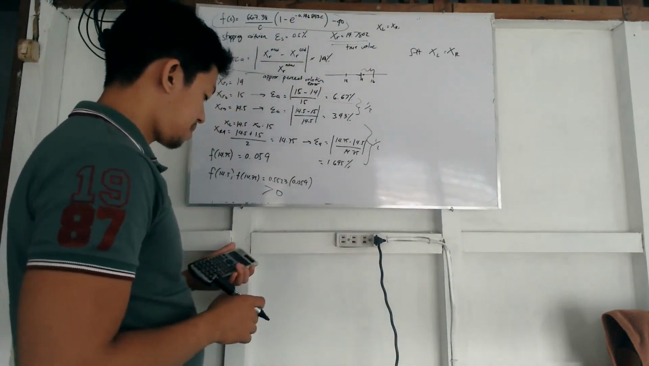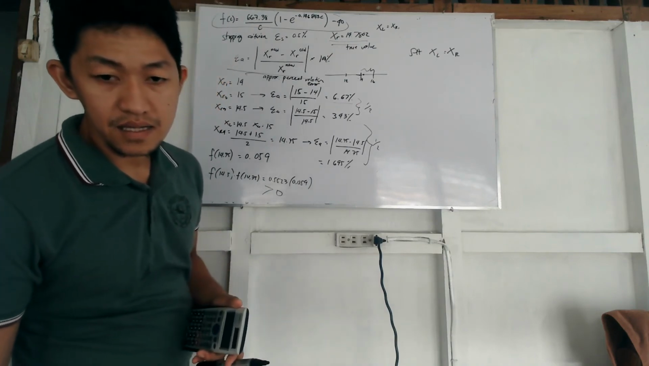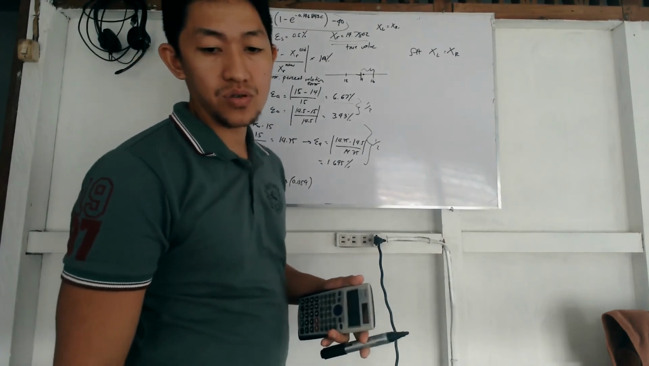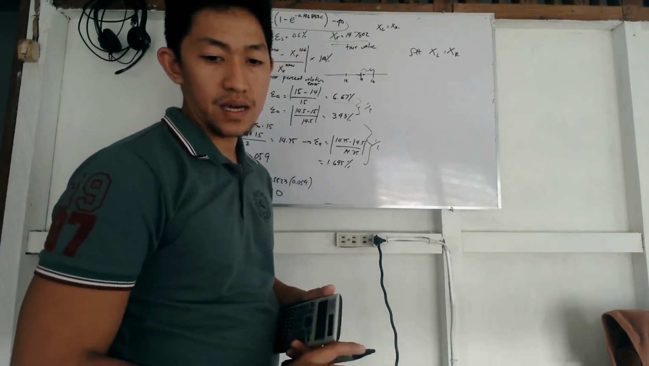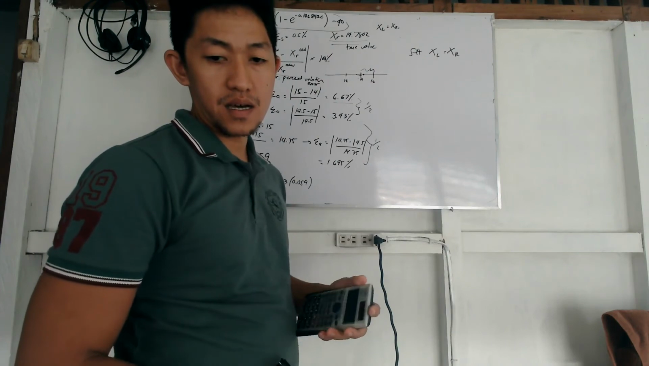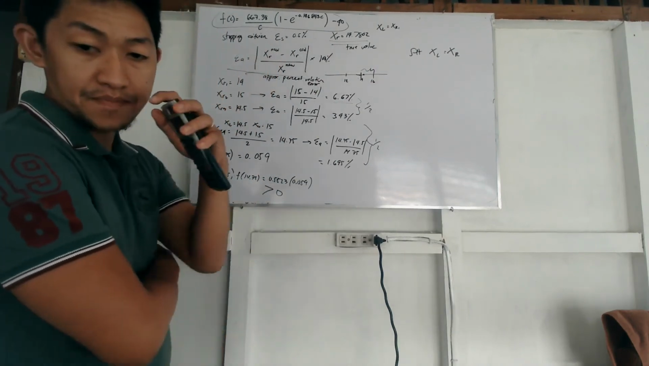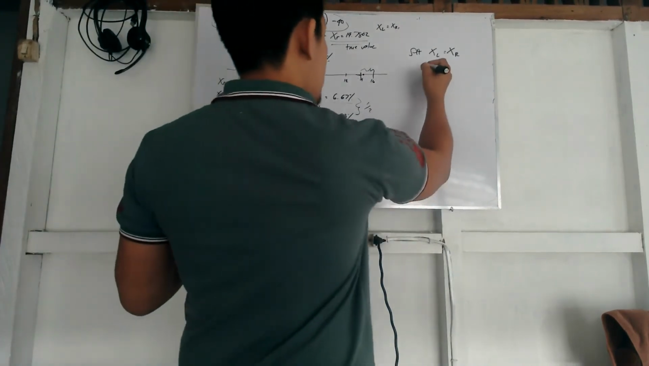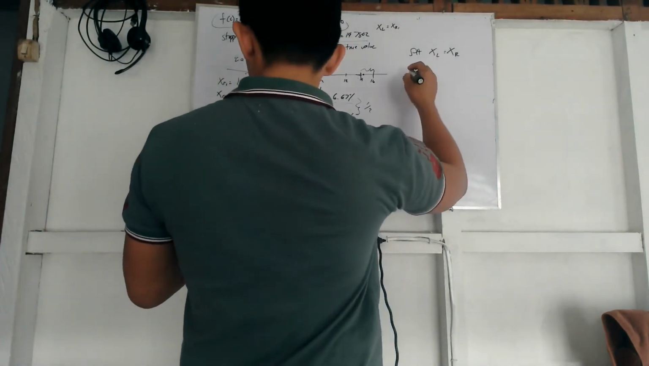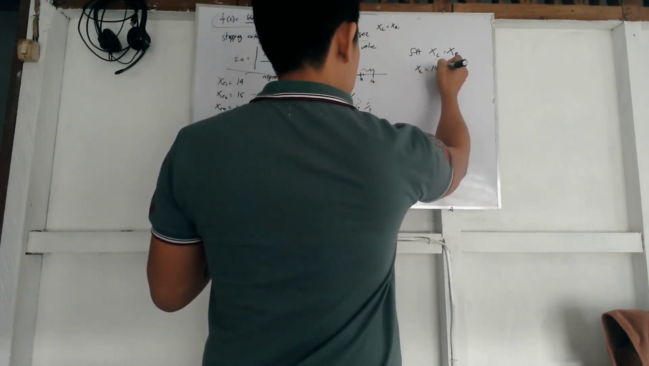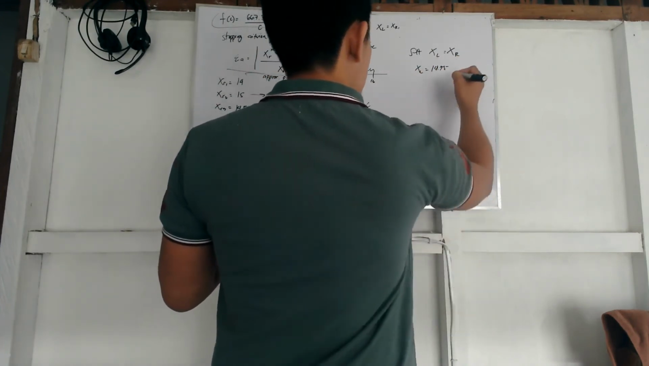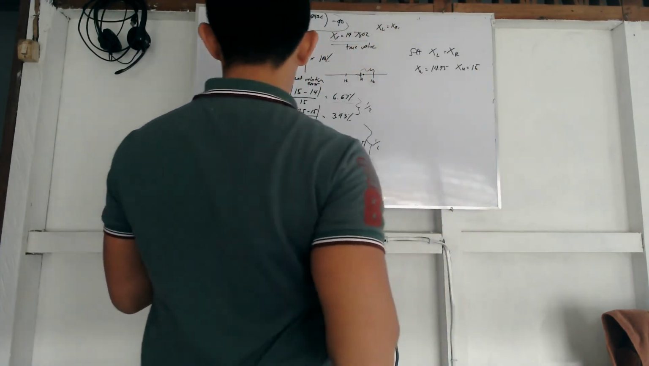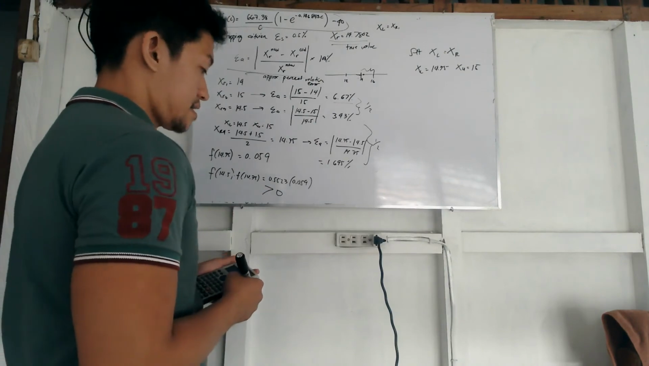Okay? Nasa upper interval ang imuang roots. Okay? Upper interval. So therefore, your new interval will be 14.75 and XU is 15. Okay?